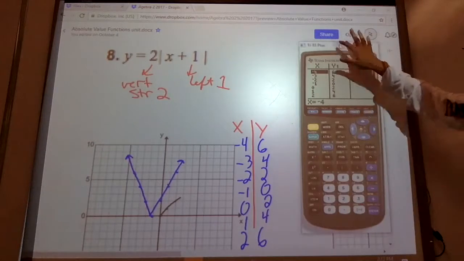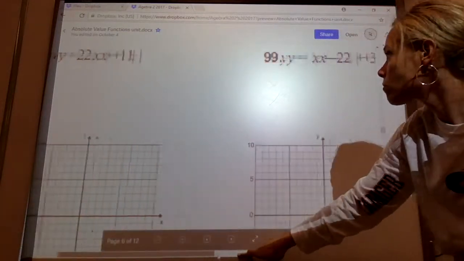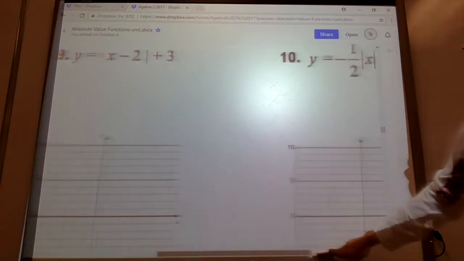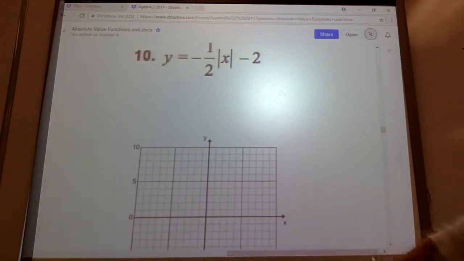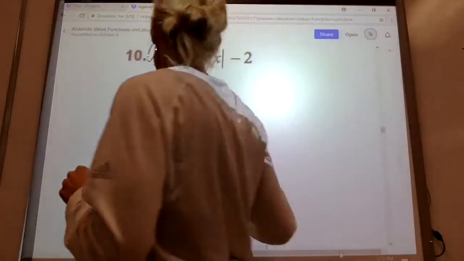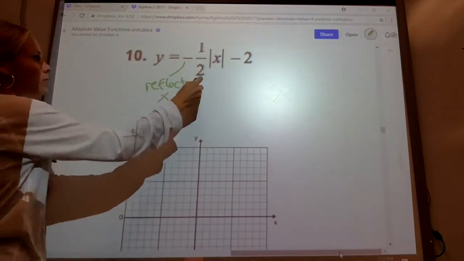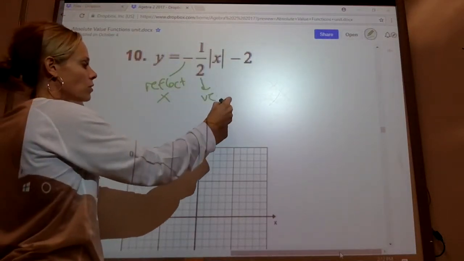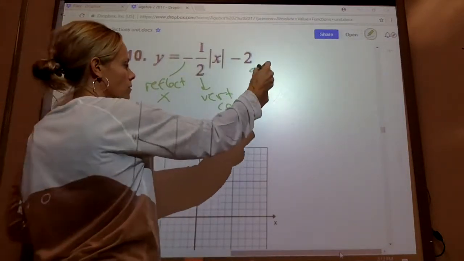Oh, let's try another one here. How about this one? This one has a lot going on. There's 3 things going on with this one. What are they? Very good. Reflect over the x. This would be a vertical compression because it's less than 1. And then down 2. Very good.